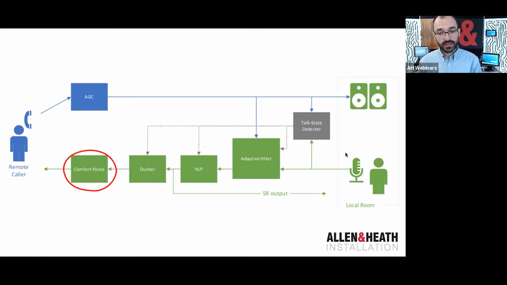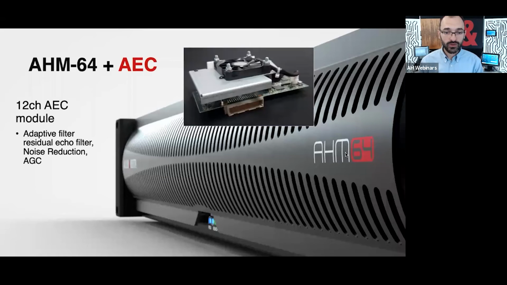Right, so that is hopefully a good overview of how echo cancelling systems work in principle. And now we'll have a look at the module that we have available for the AHM64 and how to set it up and to route signals with the AHM64. So this processing expansion module will allow for 12 channels of echo cancelling, so 12 echo cancelling processors, with each channel having 150 milliseconds of echo cancellation.